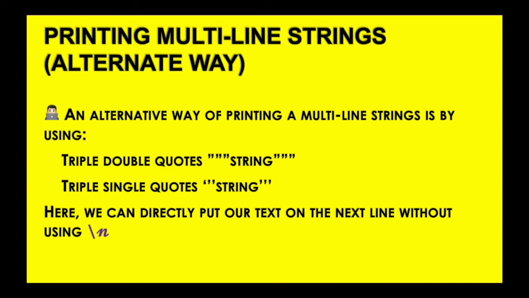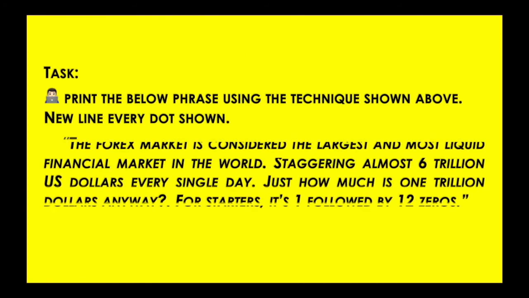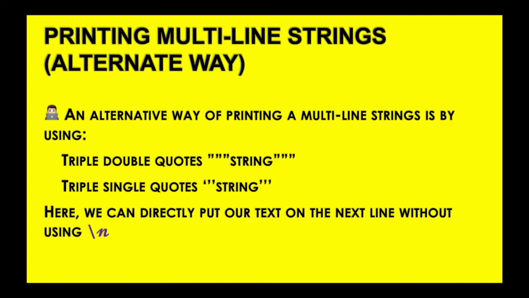So let's try to use this technique. For the task, print the below phrase using the technique shown above, new line every dot shown. So the Forex market is considered the largest and most liquid financial market in the world, staggering almost $6 trillion every single day. Just how much is $1 trillion anyway? For starters, it's 1 followed by 12 zeros. So as you can notice, this is just the same with our phrase on our previous example. Anyway, so let's start using this technique of alternate way of printing multi-line strings.